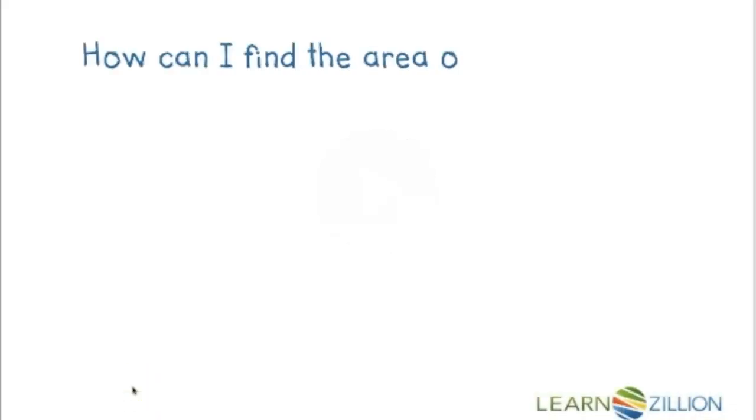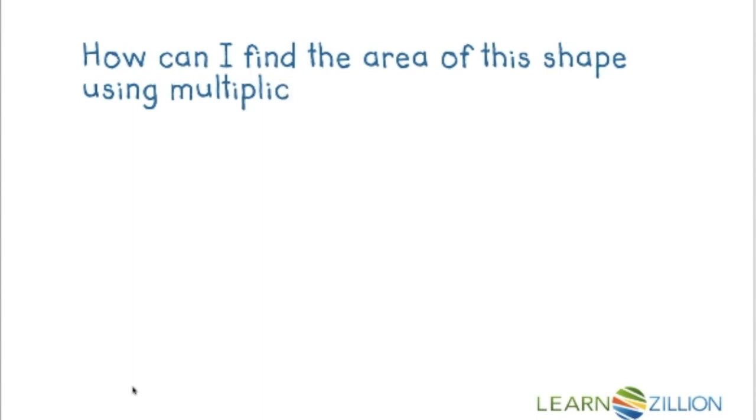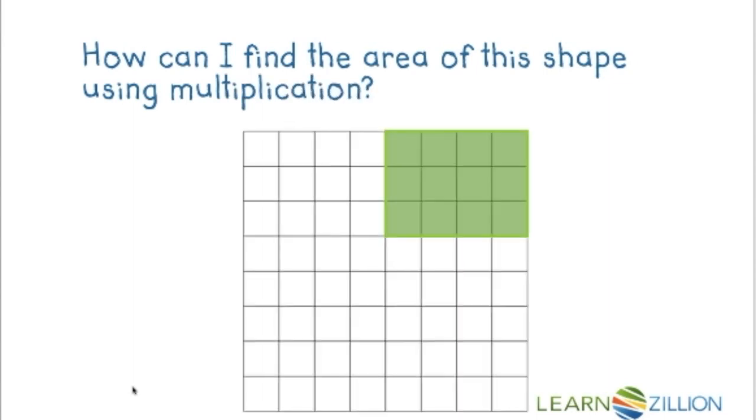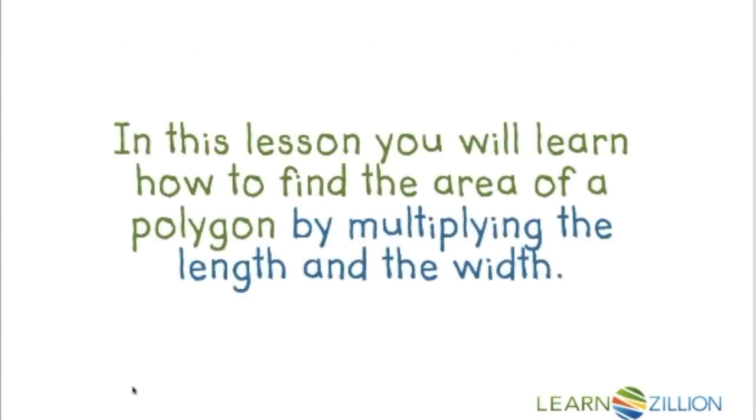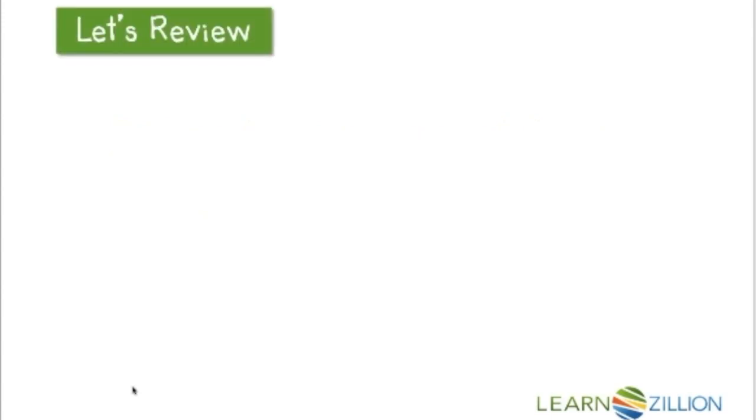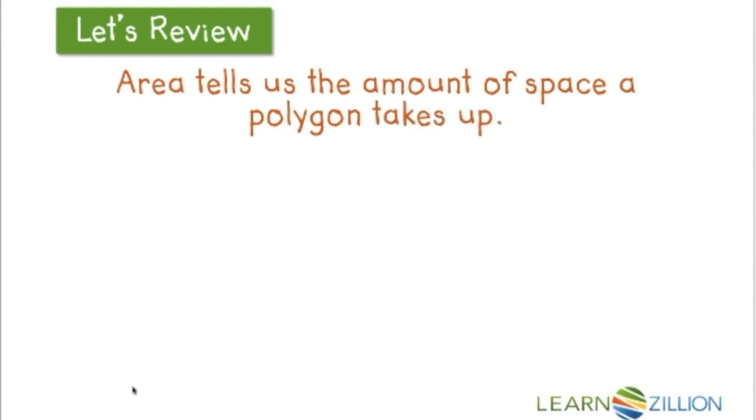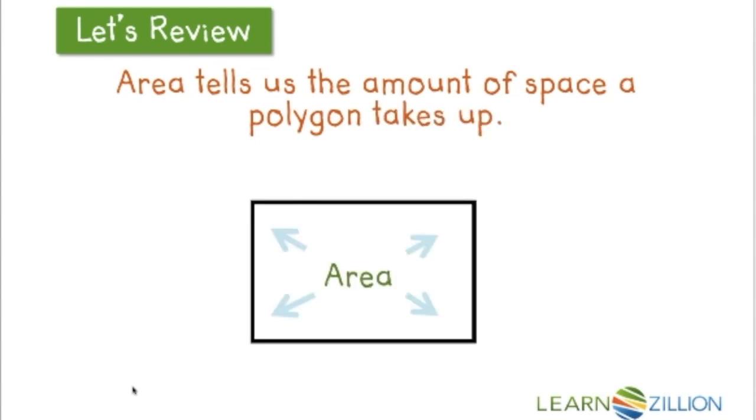How can I find the area of this shape using multiplication? In this lesson, you will learn how to find the area of a polygon by multiplying the length and the width. So let's review first. Remember that area is the amount of space a polygon takes up. So area is all of this space inside of the lines of the shape.